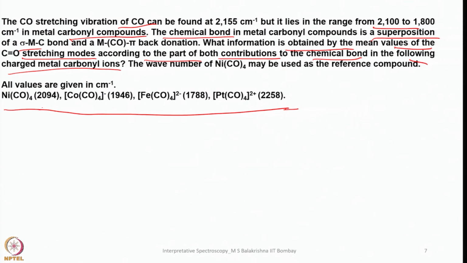And as a consequence of this, what happens? The influence is on the metal to carbon as well as carbon to oxygen bonds. As more and more back bonding comes, the carbon to oxygen bond becomes more and more elongated and the stretching frequency drops considerably. So this information we have already discussed n number of times. Let us move on to other problems.